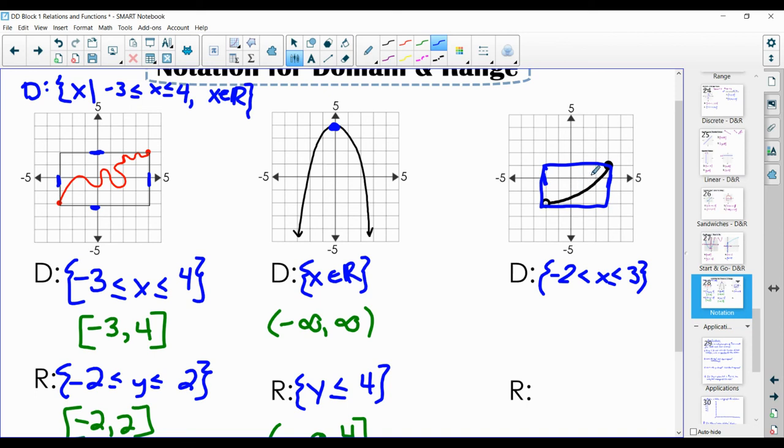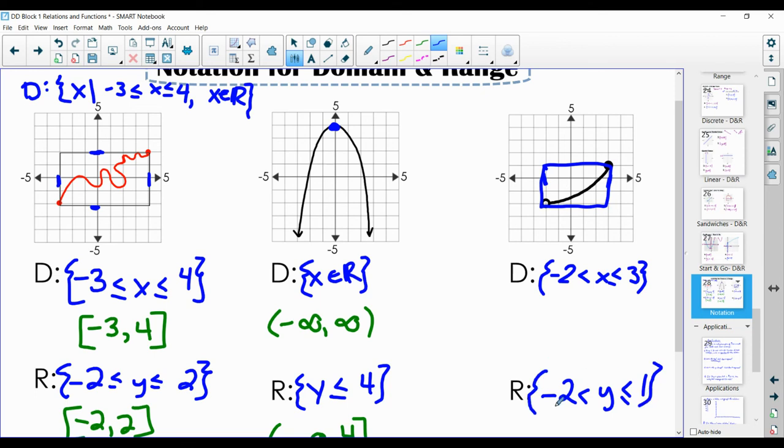And for the low bound for the y's, I've got -2. And the high bound is +1. I'm talking about range, so it's a y value. My -2 is an open circle, so that's going to be -2 is less than y. And the other one is a closed circle, so it's going to be less than or equal to 1.